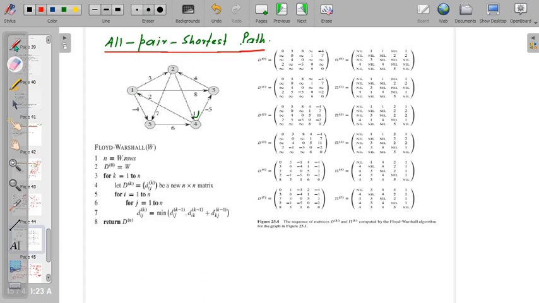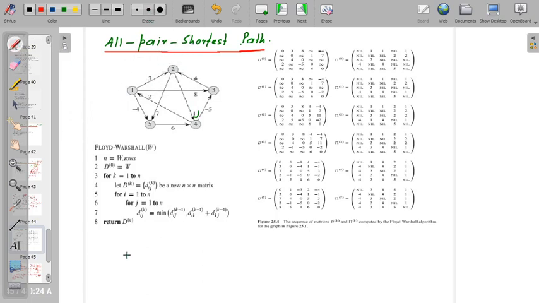One way you can think of this problem is that we can run the single source shortest path cardinality of V number of times. The first time I fix this node and run single source shortest path. The next time I fix this other node as the source and run single source shortest path. Likewise, we can run it cardinality of V times and get all pair shortest path. That is one way.